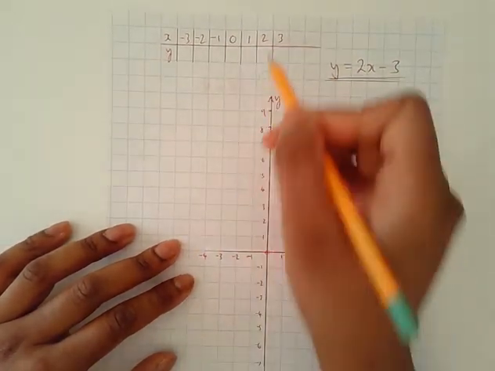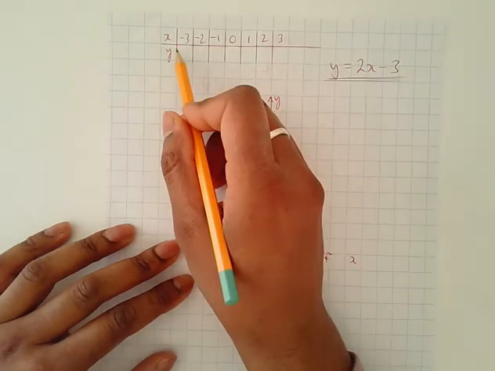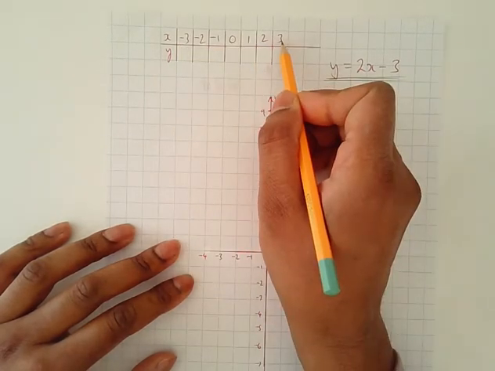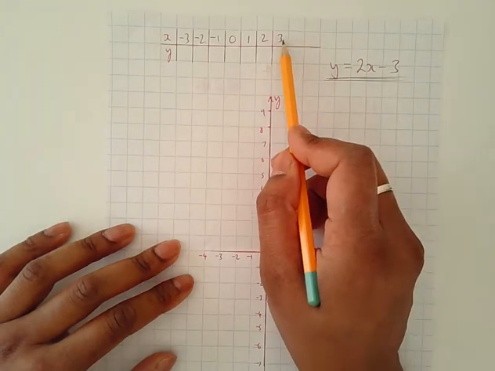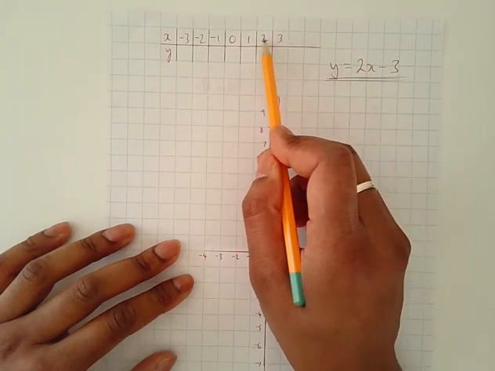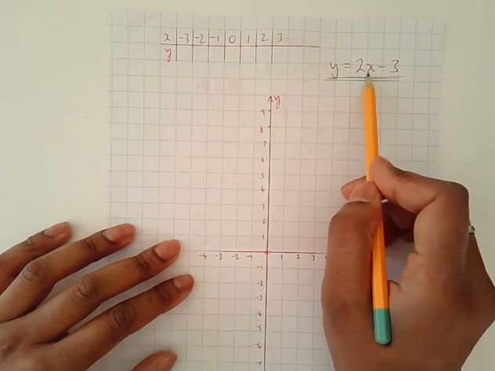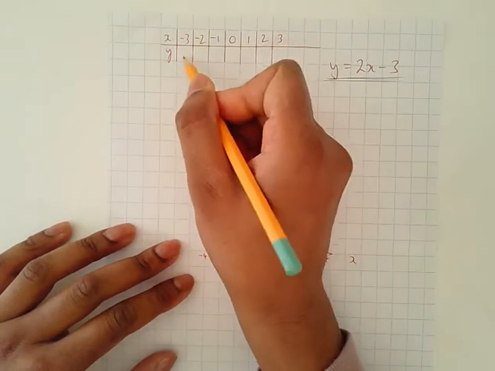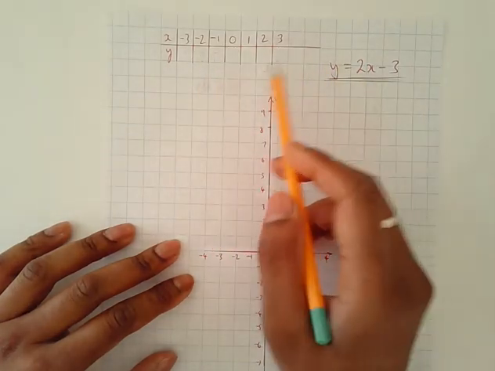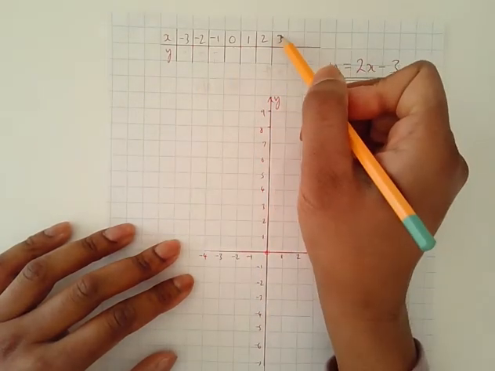I always start off from the right hand side, never from the left hand side. I start from the right hand side because the numbers are easier, they're positive. So what you're going to do is substitute each and every one of these numbers into the x. Remember, these are all the x values and we need to work out all the y values. So let's start with the 3, this one here.